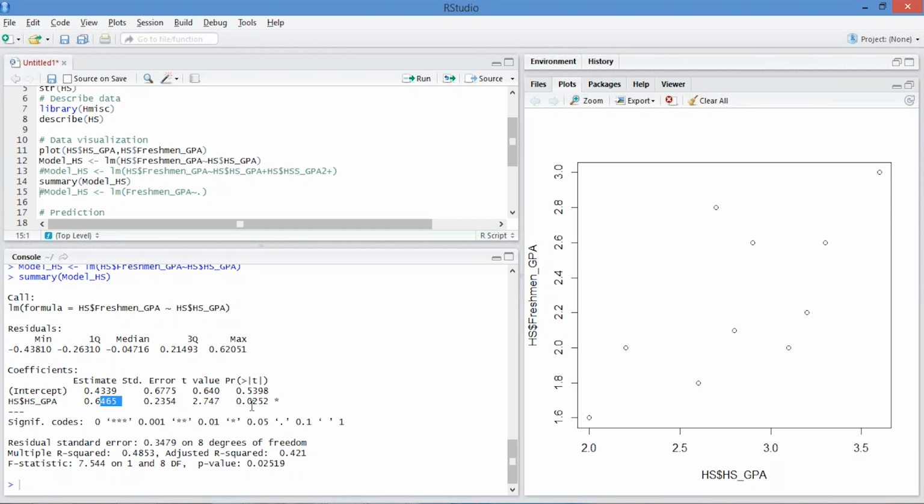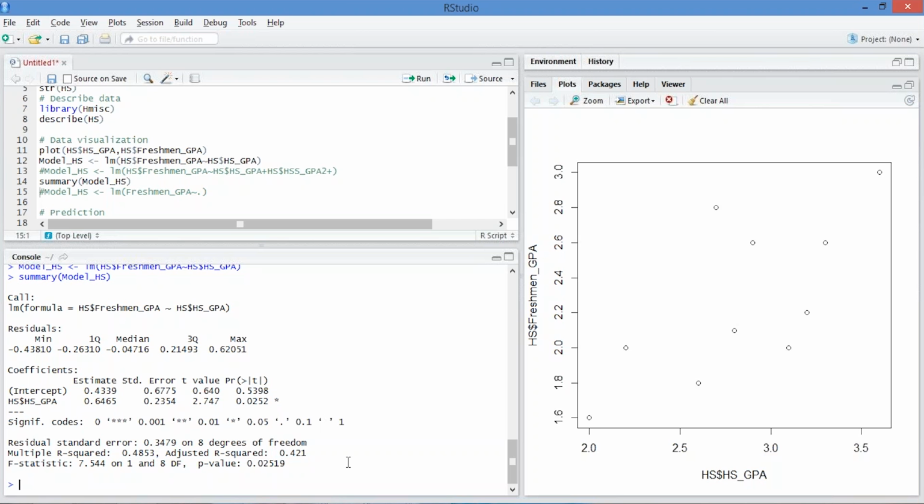4843. Just a minute. This is the one, right? This is what I have. And adjusted r square is, where is adjusted r square? It's 421, correct? This is what I have. There are four values that we can verify in the summary of the linear regression model. There are so many other things too, but these are the four significant ones here.